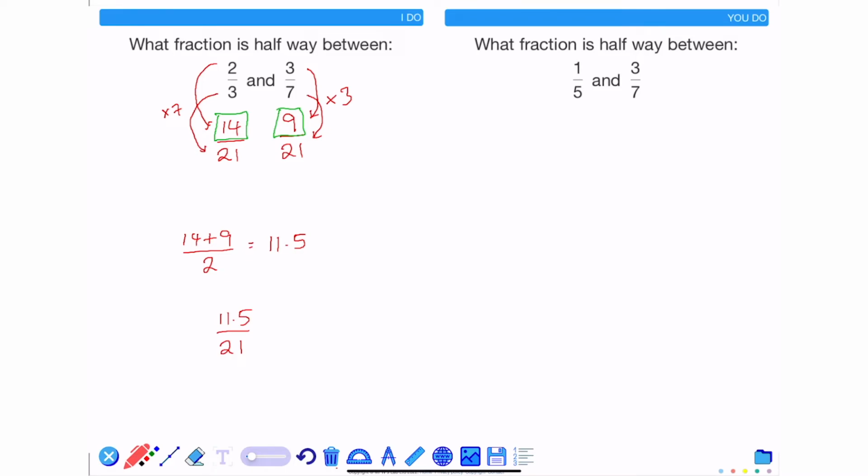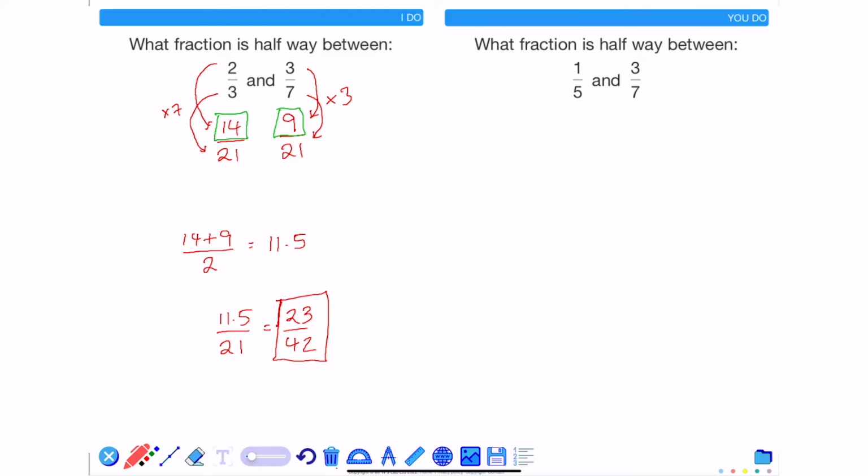However, we don't have decimals as a numerator or as a denominator in a fraction. So if I double both the numerator and the denominator, I now have a fraction that is equivalent to 11.5 over 21, but is halfway between 2/3 and 3/7. So 23 over 42 is my final answer.